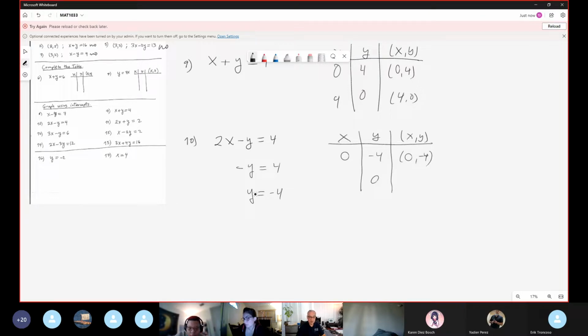Likewise, with 0 and y, 2x equals 4, because y is 0. x equals 4 divided by 2, which gives 2. So it's 2 here, and the point is (2, 0). And these are the intercepts that help me to do the graph.